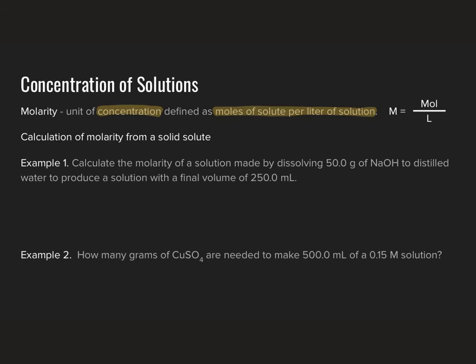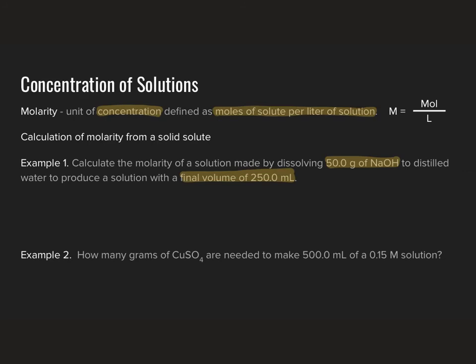There's a couple of different ways we can go about calculating a molarity. The first is to use just the straight up definition of molarity. And this is often the way we'll do it if you have a solid solute being dissolved into a specific amount of final solution. So let's go ahead and take a look at a couple examples here. The first one is going to ask you to calculate the molarity of a solution made by dissolving 50.0 grams of sodium hydroxide in distilled water, producing a solution with a final volume of 250.0 milliliters.